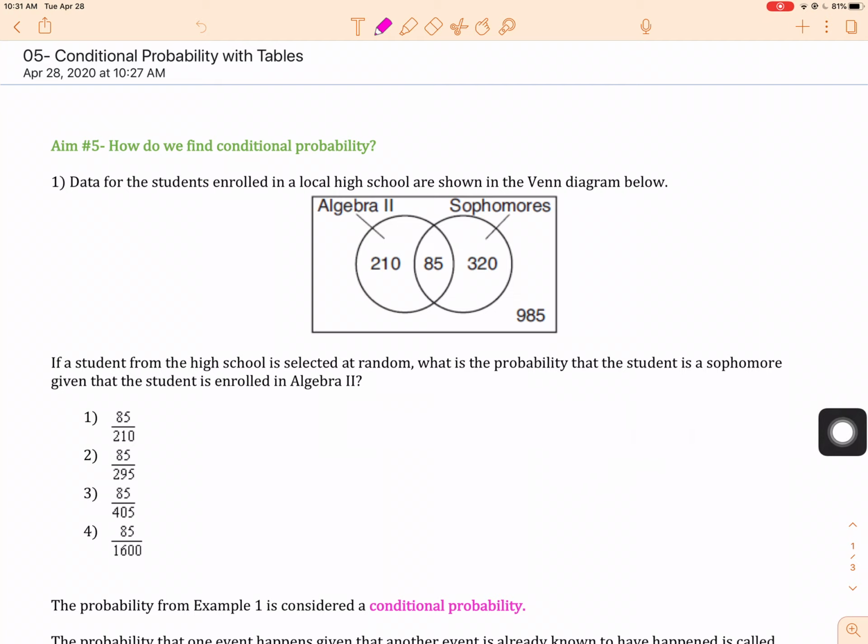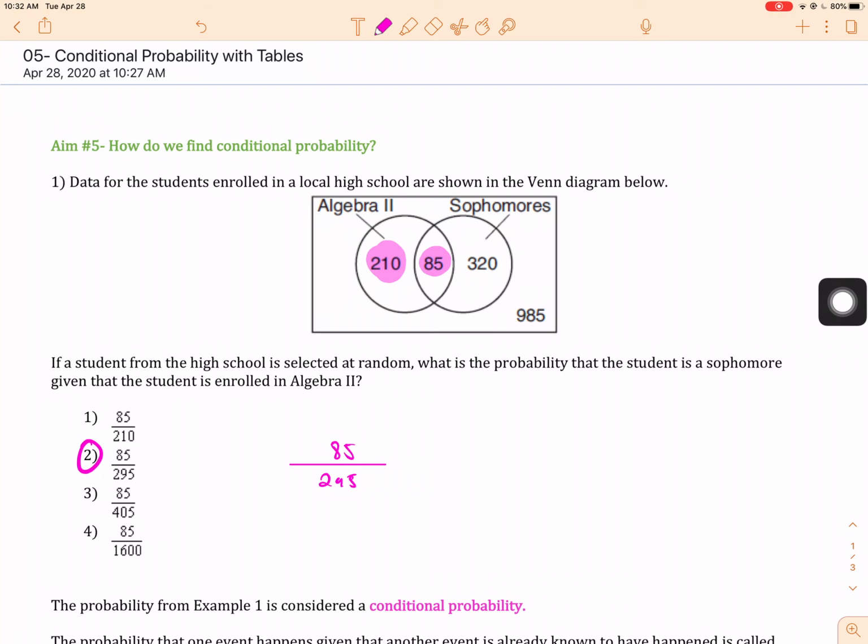So the first question, it says, given that the student is enrolled in Algebra 2. Well, how many kids are enrolled in Algebra 2? Well, that's the kids in this group and here. So out of 295, how many kids are sophomores? Well, that is 85. Right? That means 210 kids are in Algebra 2 and not sophomores, but 85 of those 295 are sophomores.